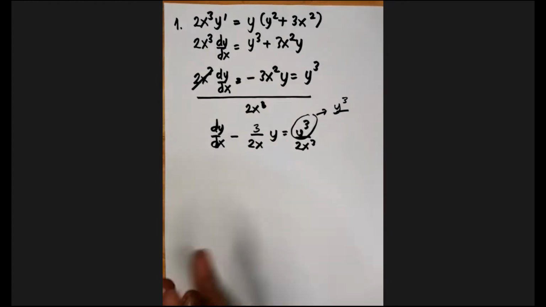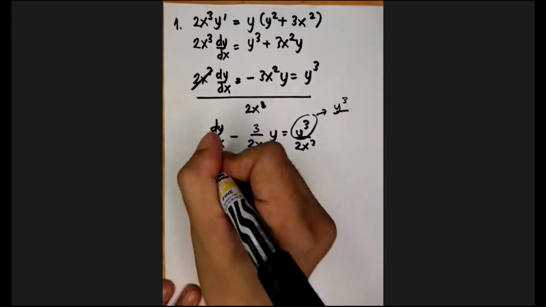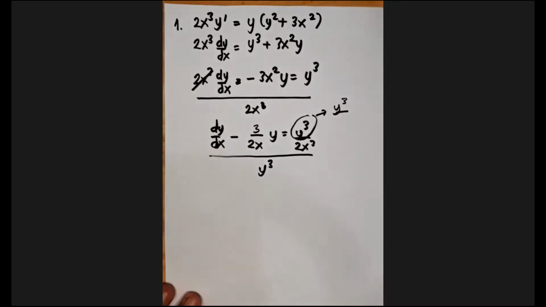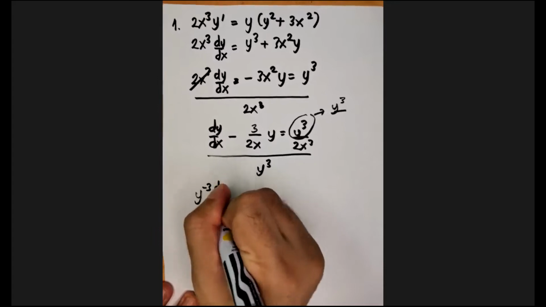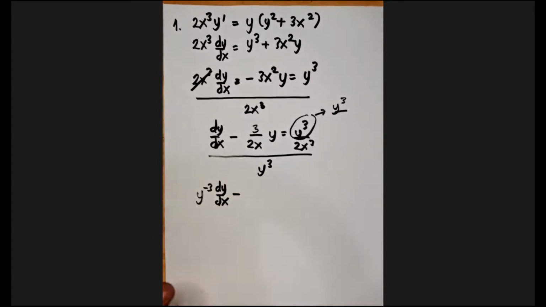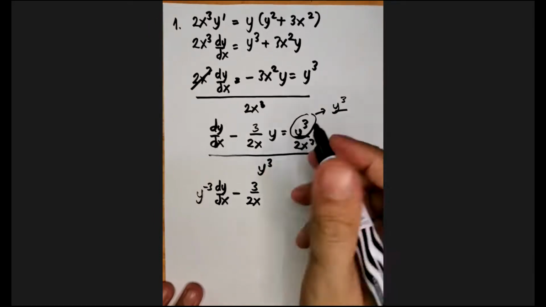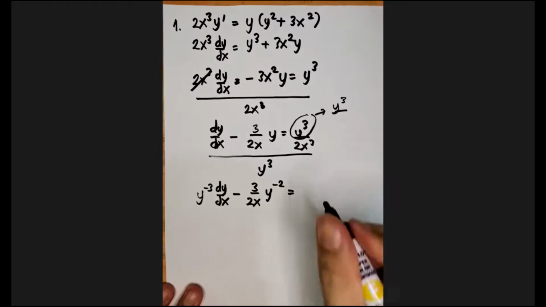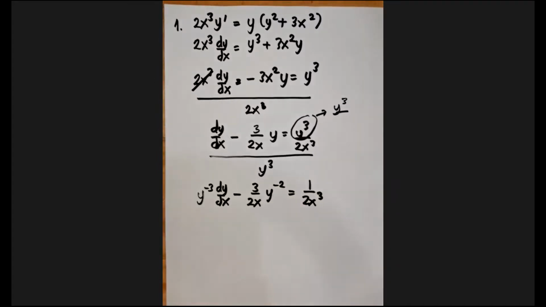So, next step natin after we transform it into Bernoulli's standard form. So, i-divide na natin siya ng y raised to n, which is y cubed. So, this will be y raised to negative 3 dy over dx minus 3 over 2x times y raised to negative 2 is equal to 1 over 2x cubed.